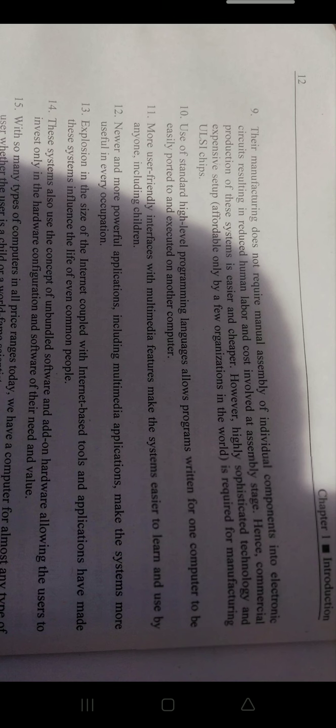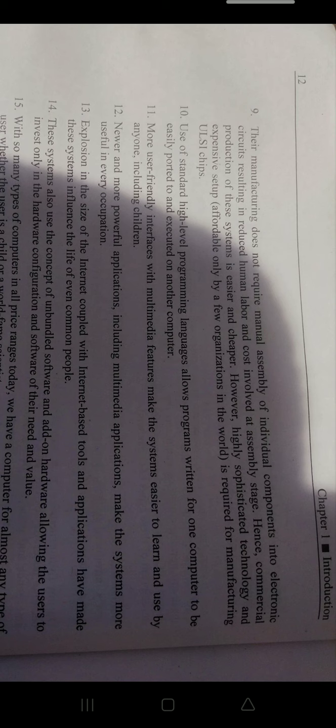The manufacturing doesn't require manual assembling of individual components into electronic circuits. This results in reduced human labor and cost involved in the assembly stage. Hence, commercial production of these systems is easier and cheaper. However, highly sophisticated technology and an expensive setup are required.